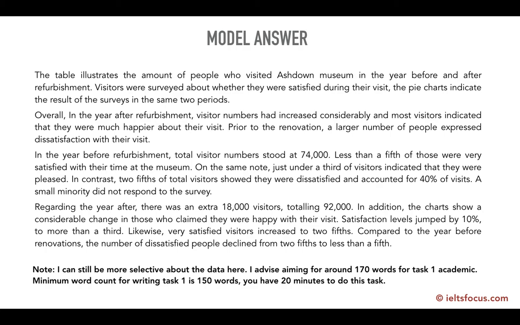It is important to do a very good task 1, and it's important to do a very good task 2 to get more than a band 7. You have to have that balance in your writing, because the writing is not just about task 2, it's also about task 1. So if you can really do a good task 1 and a good task 2, you're well on your way to getting a band 7 or more.